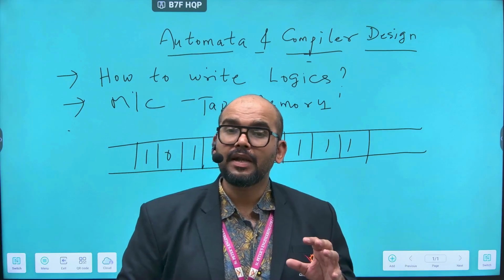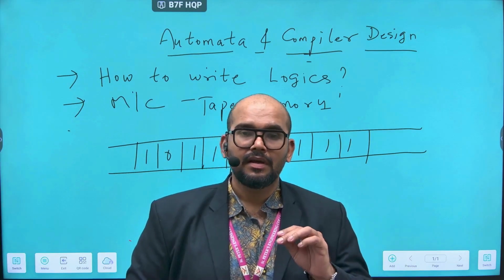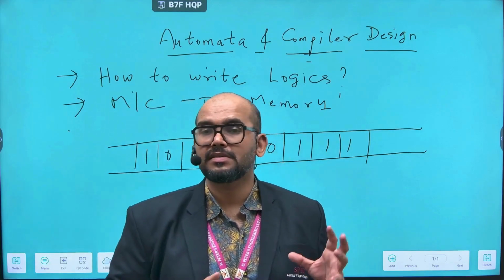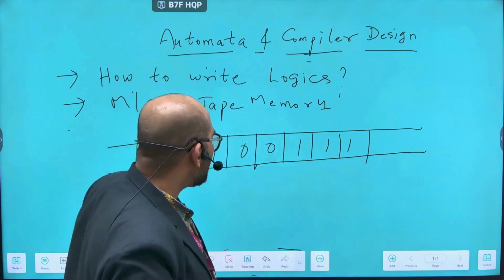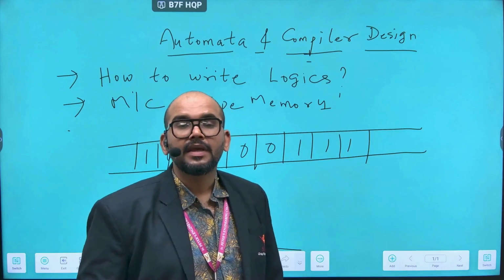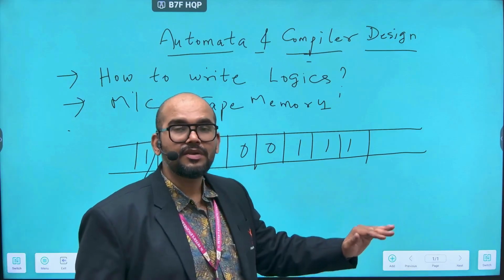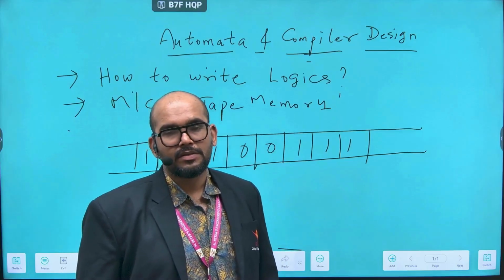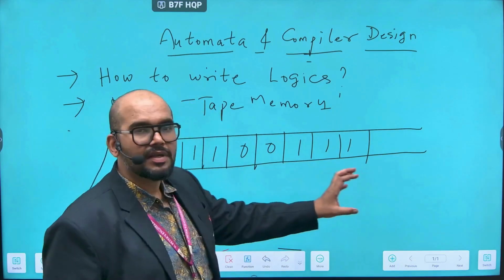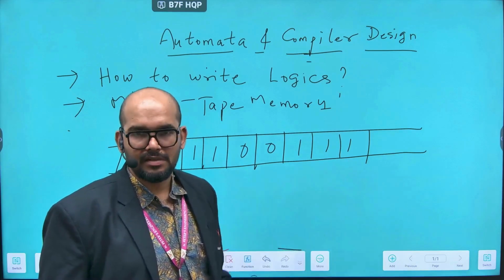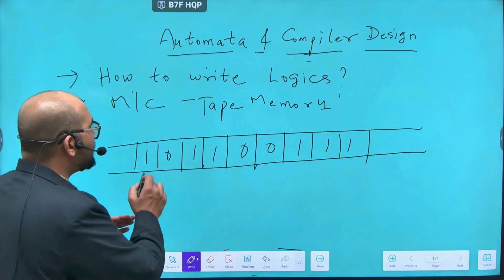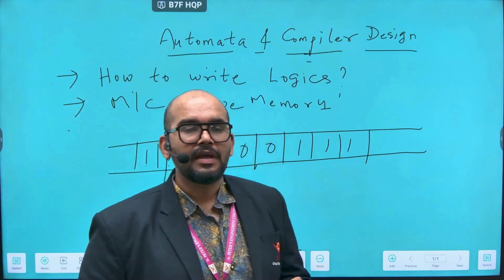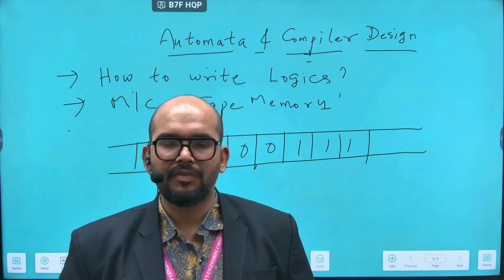Compared to the first case, that is a machine with no memory, this case is somehow better. We are given an input string, so we can store that input string within this tape memory. This tape memory has some number of memory cells, and within each memory cell we can store one input symbol. So writing logic becomes simpler compared to the first case.